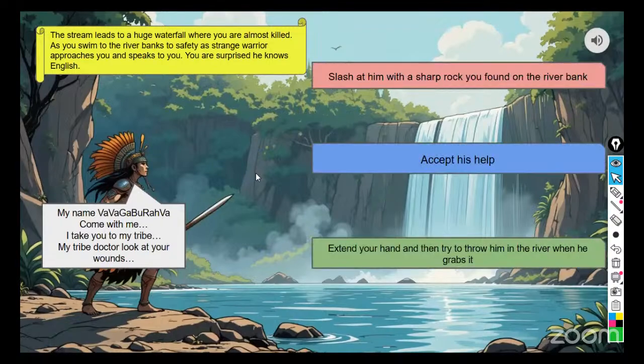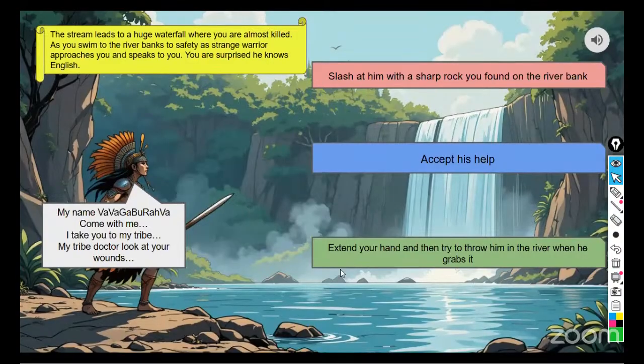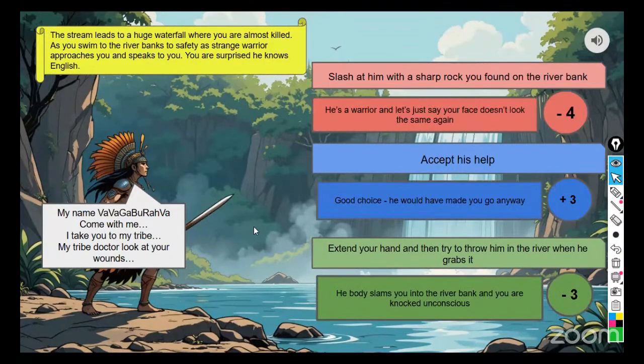What do we do? Do we slash at him with a sharp rock? Do we accept his help? Do we extend our hand and try to throw him in the river when he grabs it? This seems like a trick situation. I'm going to extend my hand and try to throw him in the river when he grabs it. Let's see what he points for each one.